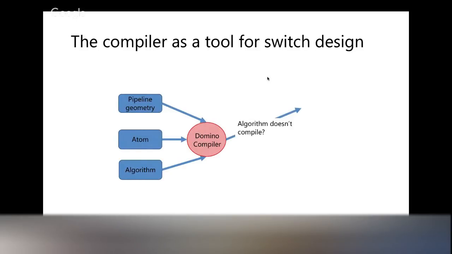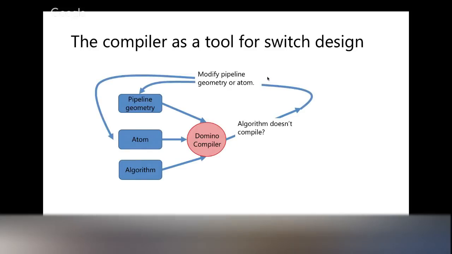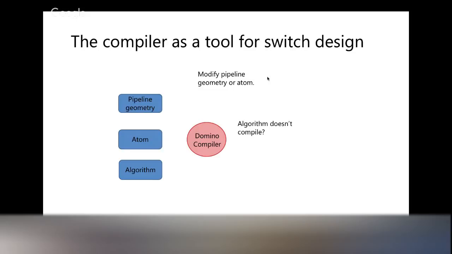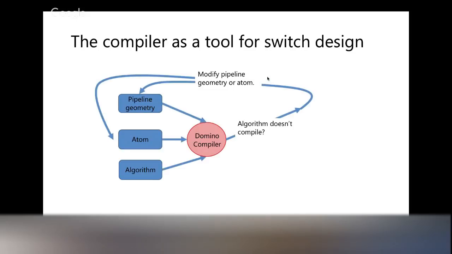Invariably, when you start out, the algorithm doesn't compile because the atom that you're trying out is too simple. And then you iterate by either increasing the number of atoms in terms of depth or width, or just changing the circuitry within the atom to capture more computations. Either way, you iterate until eventually the algorithm does compile. At this point, you move on to another algorithm, and you repeat the process till you're satisfied that the atom covers as many algorithms as you care about.